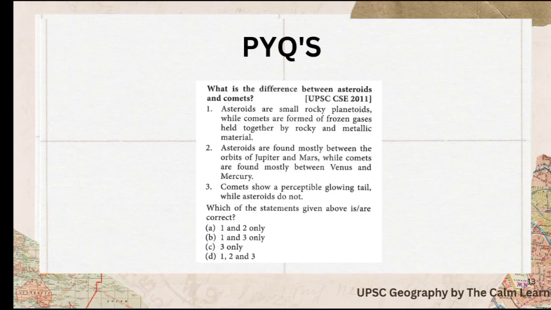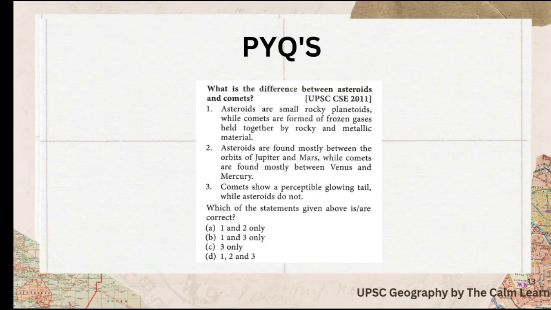Now, let us look at one of the PYQs asked in UPSC. The question is, what is the difference between asteroids and comets? Option 1 says asteroids are small rocky planetoids, while comets are formed of frozen gases held together by rocky and metallic material. The second option says asteroids are found mostly between the orbits of Jupiter and Mars, while comets are found mostly between Venus and Mercury. Option 3 says comets show a perceptible glowing tail, while asteroids do not.